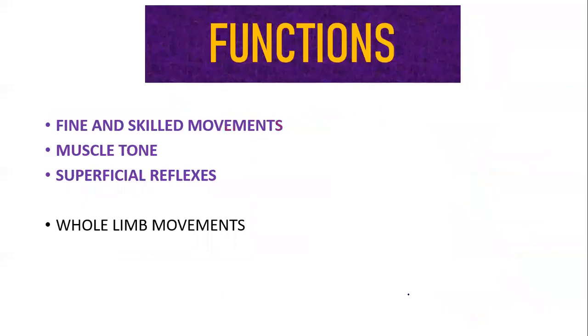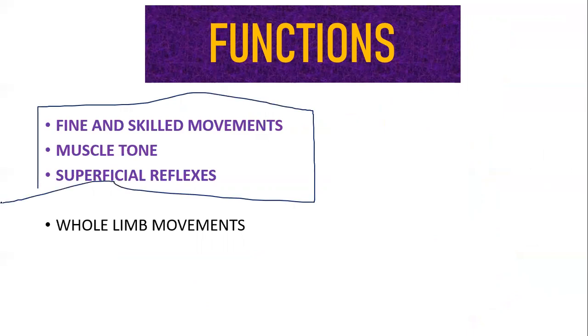Now, what are the functions? Because if there is a lesion in this tract, the function of the tract is going to be lost, and that is what is going to be the presentation of a patient. Fine skilled movements. Okay, so these three groups of functions are concerned with your lateral pathway, and this is concerned with your anterior pathway, that is your ventral corticospinal tract. So first we will see these three important functions.